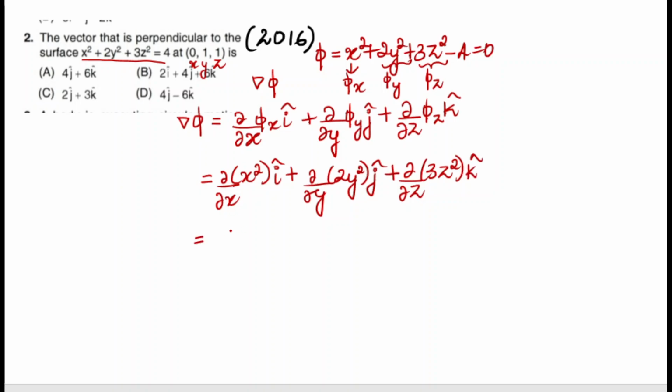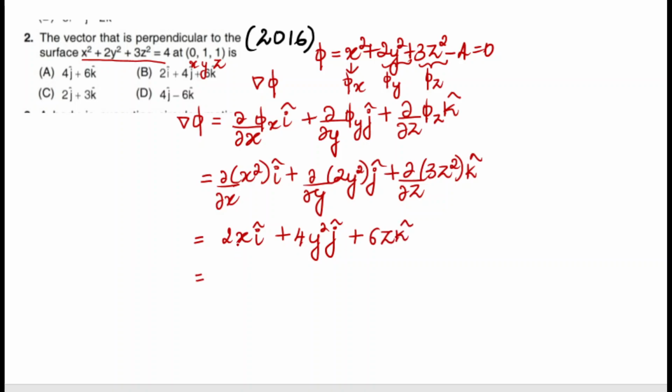Now, on solving, we got it to be 2 times x, that is the partial derivative of x square with respect to x. It will be 2 times x i cap. Here it will be 4 times y square j cap. Here it will be 3 twos are 6, 6 times z into k cap.